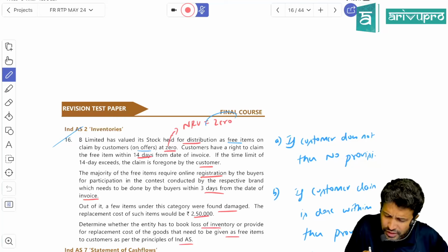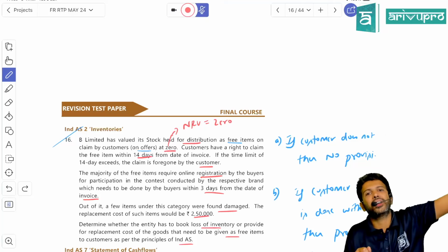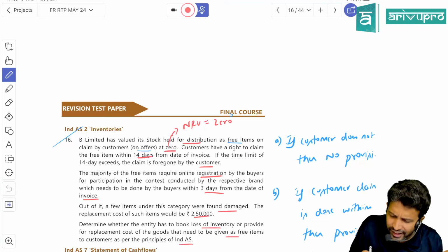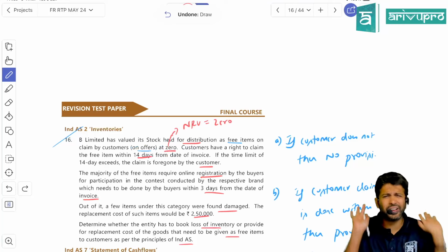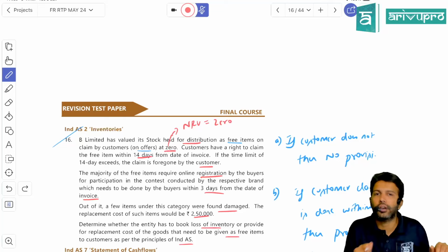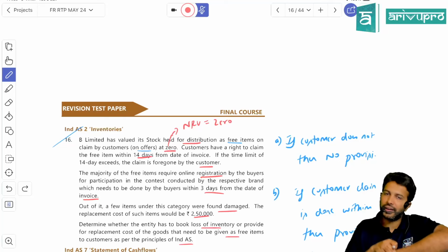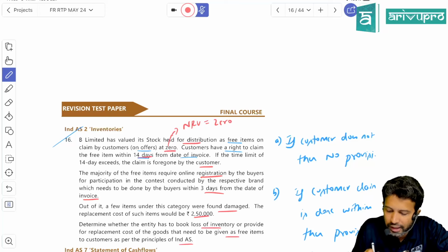Since we are not selling this item, the NRV of this free item is 0. We are giving it away for free. So the net realizable value of this free item is 0. That's the reason this inventory is valued at 0. So what they have done is right. There may be cost, but NRV is 0 because we are distributing it free of cost. So you are showing inventory at 0. That looks fine. Customers have a right to claim this free item within 14 days from the date of invoice.